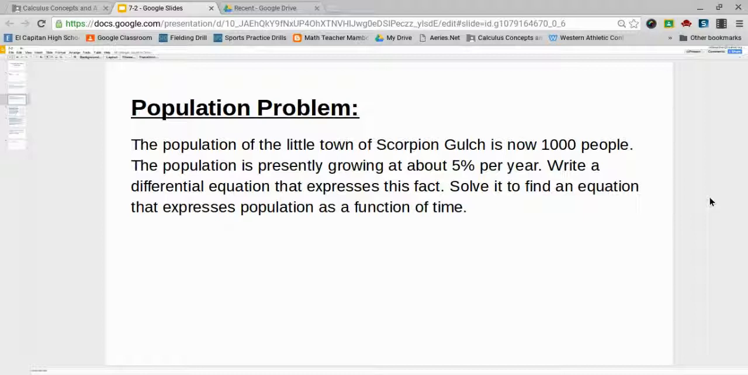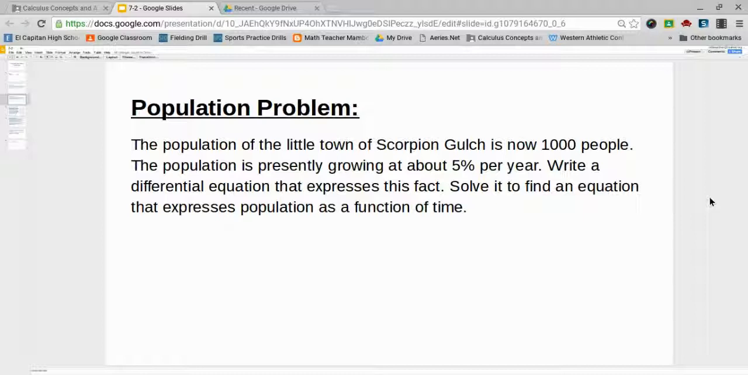So we have the population of the little town of Scorpion Gulch is now 1,000 people. The population is presently growing at about 5% per year. Write a differential equation that expresses this fact. Solve it to find an equation that expresses population as a function of time.